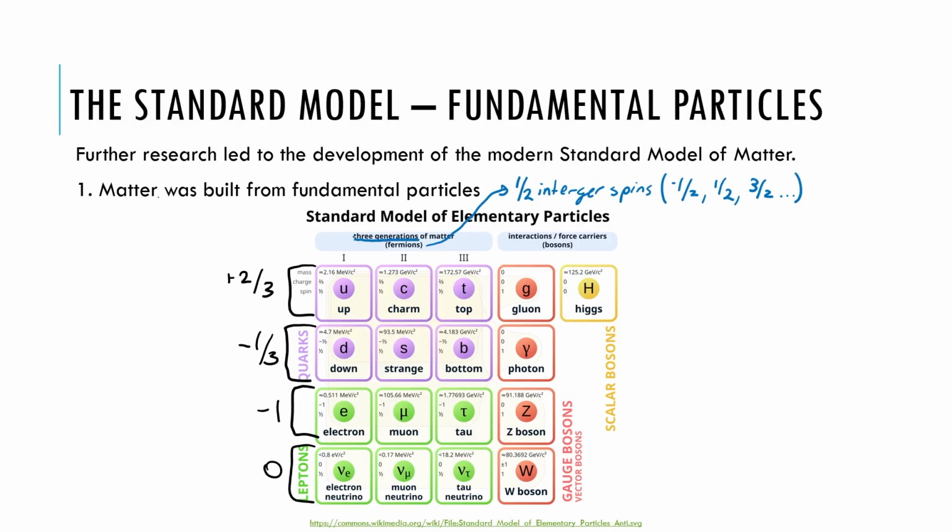Within one row, as you progress through the generations, charge is the same, spin is still half-integer, but the key difference between them is going to be their mass. Mass increases through the generations. So that is one of our key differences between our up, charmed, and top quarks, for example.